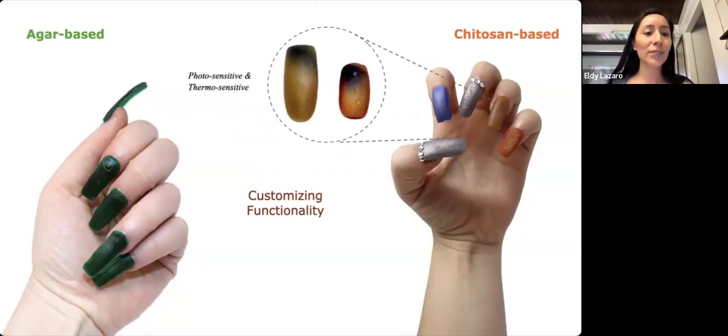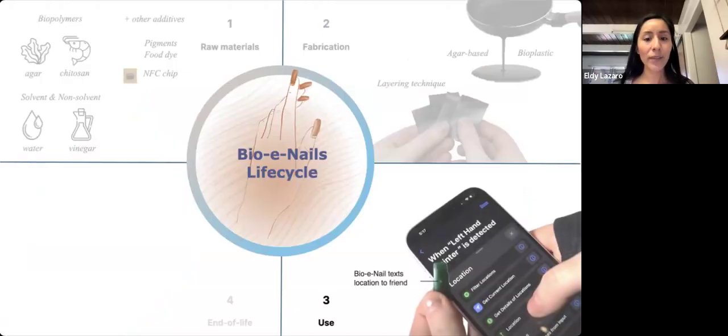Another thing we explored was to add photosensitive and thermosensitive pigments in the nails, and that allowed our nails to change color when exposed to light, to UV light for instance, or to heat. More of how we imagine these nails being used can be found in our paper.